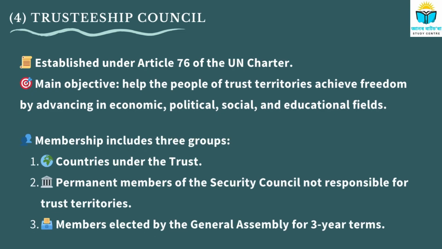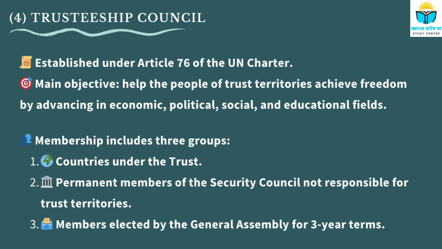This council was established under Article 76 of the UN Charter with a very special goal: to help the people living in trust territories move towards freedom and self-governance by supporting their economic, political, social, and educational development. The membership of the Trusteeship Council includes three types of members. First, countries that administer the trust territories. Second, permanent members of the Security Council, but only those not responsible for any trust territory. Third is countries elected by the General Assembly for a 3-year term.